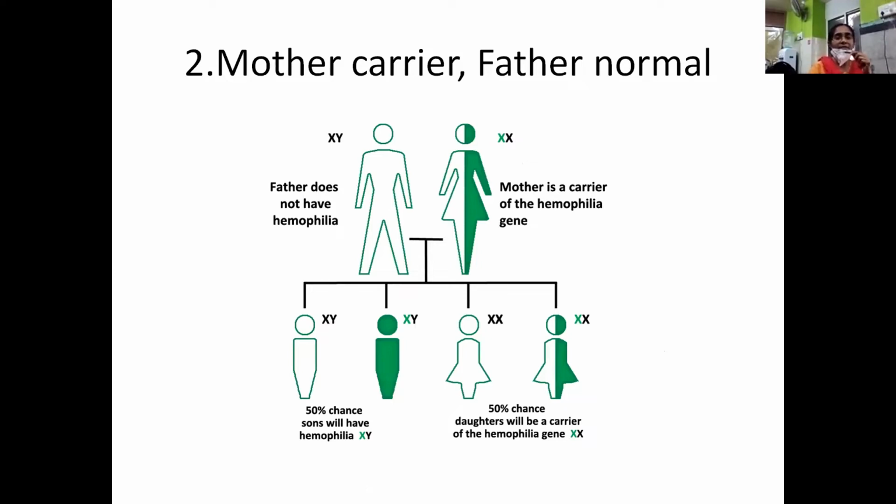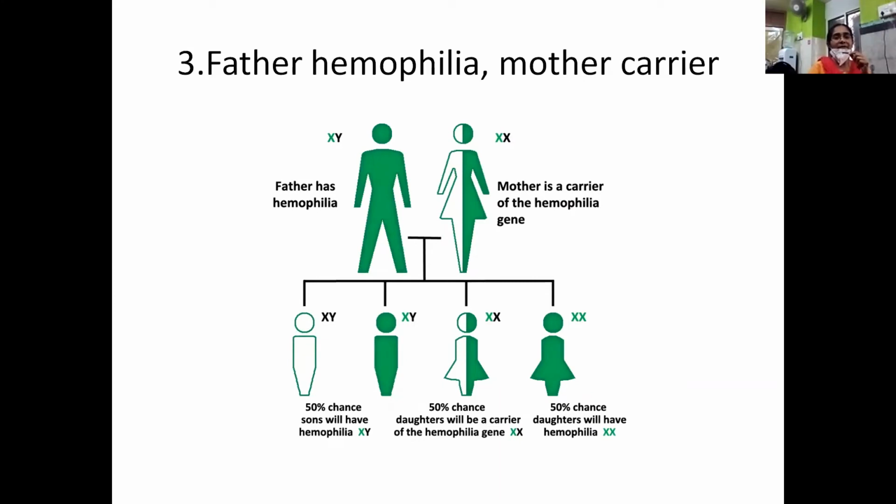In this case, among the offspring, 50% of the male children will be affected by hemophilia, and 50% of daughters will be carriers. So this is the most common scenario that we encounter. And in the third situation, the father is a diseased person and the mother is a carrier. This is very, very rare. In such cases, 50% of the male children will be affected.